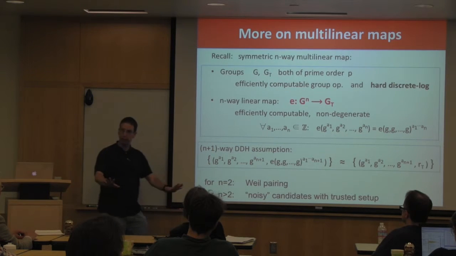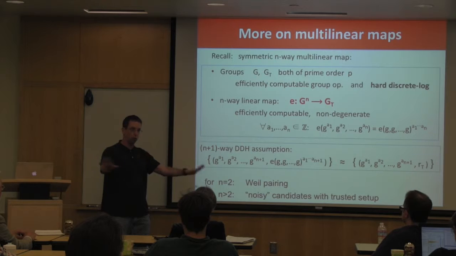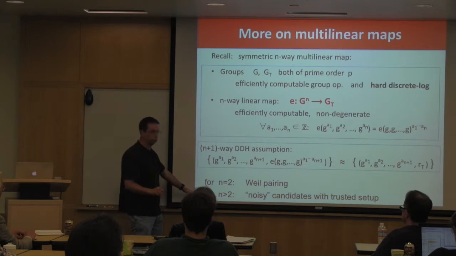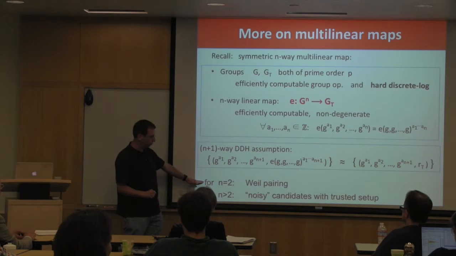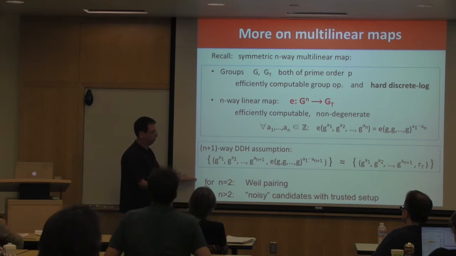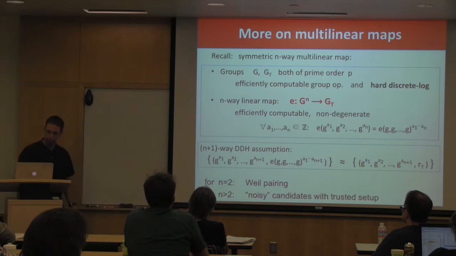So just do this so that the parameters are public and no one trusted needs to generate those parameters. So no secrets are involved in generating these groups, just like in the case of the Weil pairing, where we generate a pairing-friendly curve. There's no secrets involved in generating a pairing-friendly curve.